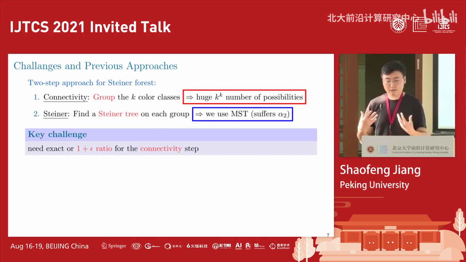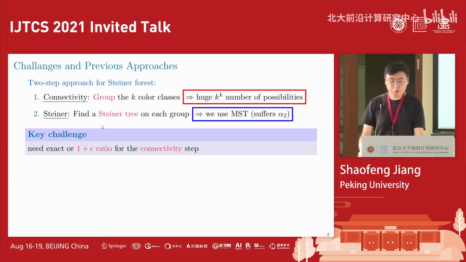And when you fix this partition, you can then apply a Steiner tree algorithm on each of the groups, and that would give you an optimal solution eventually. However, this Steiner tree is very difficult, particularly because of the presence of the Steiner points. And in this work, we basically omit the difficulty of this Steiner tree, and we just use the MST to replace the Steiner tree. And we suffer an alpha 2 ratio for this second step.